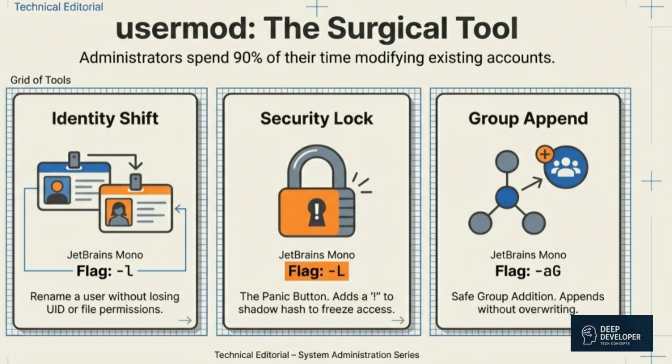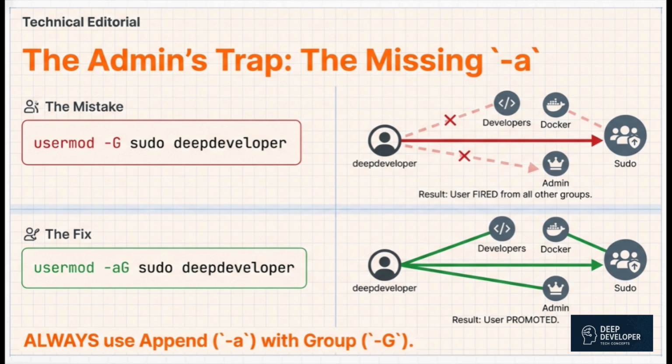Okay, let's walk through a super common scenario. You've got your user, deepdeveloper, and you need to give them some admin rights. So naturally, you want to add them to the sudo group. This command here, usermod -G sudo deepdeveloper, it looks totally right, doesn't it? It seems logical. But be so careful. If you run this exact command, you've just made a massive, and I mean critical, mistake.